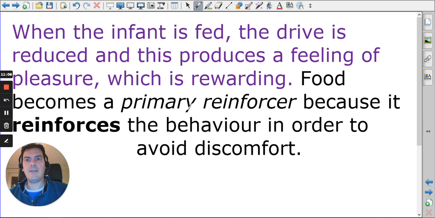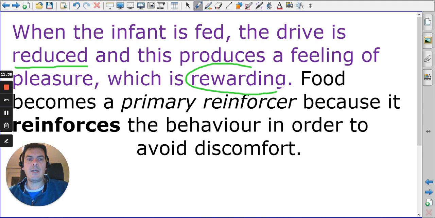So it says that when the infant is fed, the drive is reduced, and this is rewarding. So in other words, this primary drive creates within the child this discomfort of there's something wrong. They need food, they need something in order to survive. And of course, as their hunger increases, this drive makes them feel worse and worse. And of course, if they then are fed, it's this reduction of that which is rewarding.